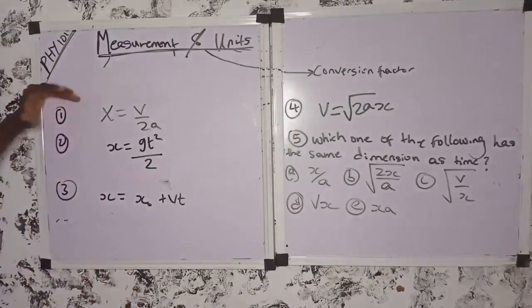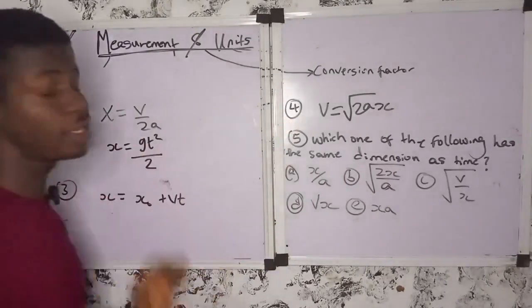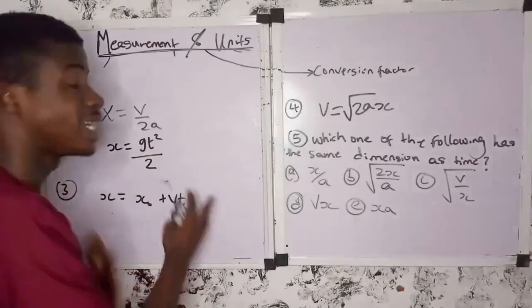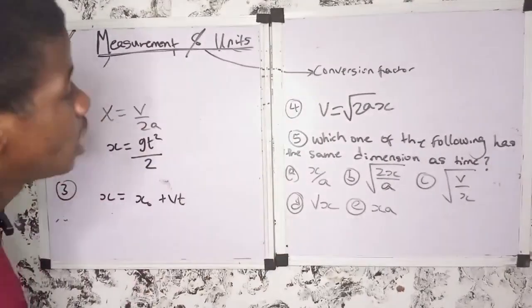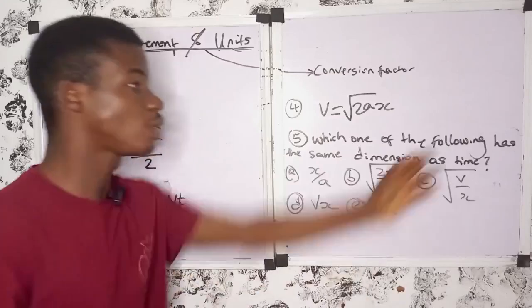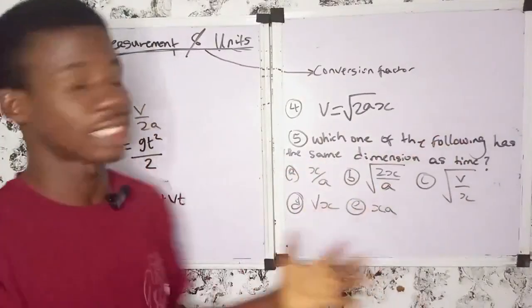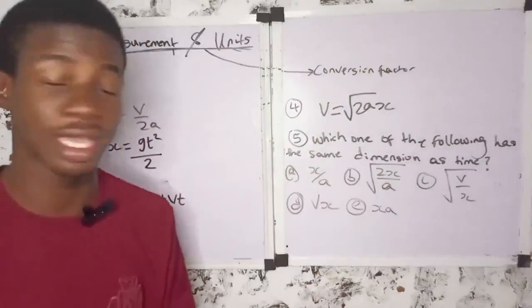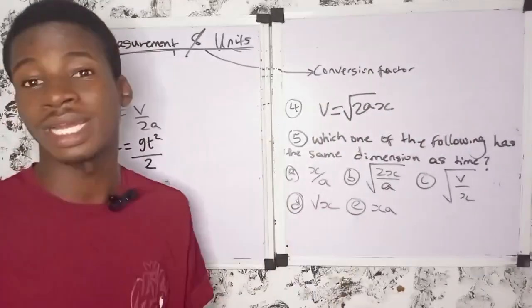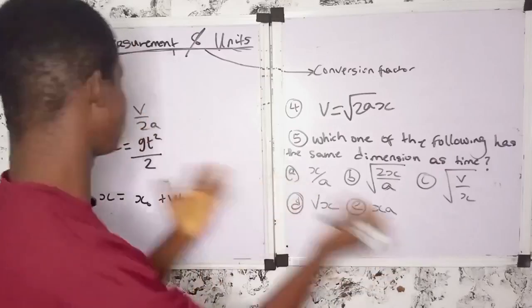From question 1 to 4, they are asking whether these equations are dimensionally correct or not, while the last question asks which of the following has the same dimension as time. Please, these exercise questions from the Uniben textbook are usually repeated in their exam, so take them seriously.